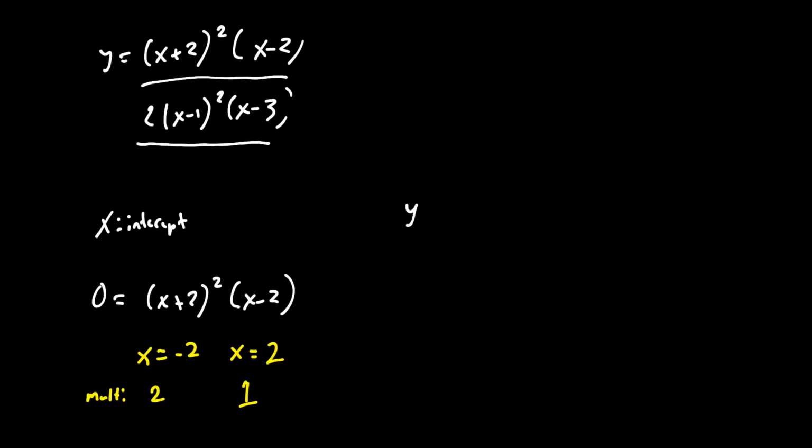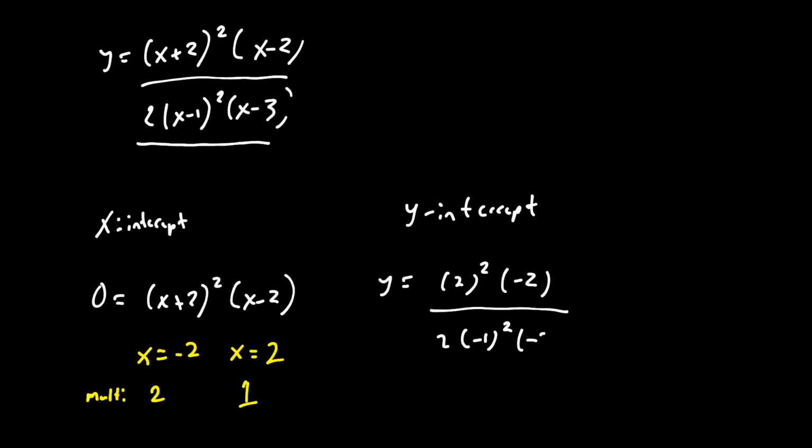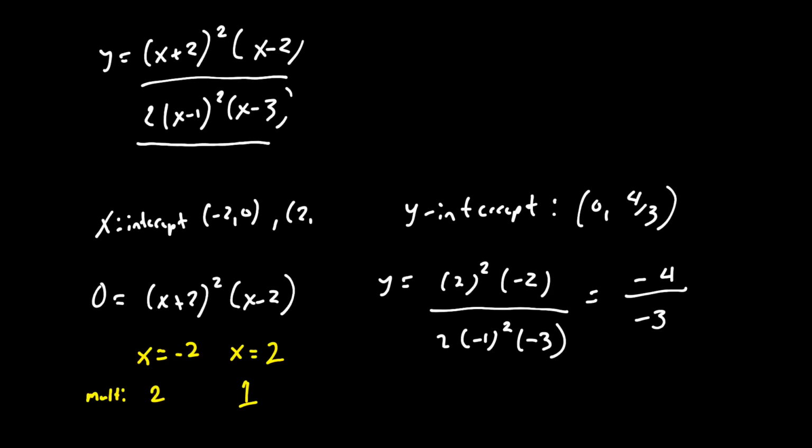And so lastly, we need to go ahead and find our y-intercept. So y is going to be equal to where we plug in x is equal to 0, so this will be 2 squared times negative 2 divided by 2 times the negative 1 squared times the negative 3. Simplifying this, we'll get a negative 4 on top, and on the bottom we'll get just a negative 3. And so we'll have a y-intercept at 0, 4 divided by 3, and we'll have x-intercepts at negative 2, 0, and 2, 0. We can go ahead and sketch this graph now.